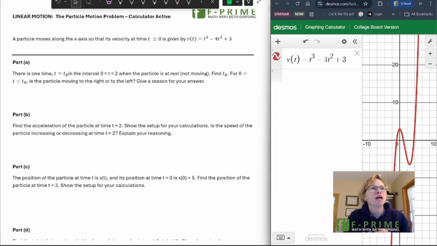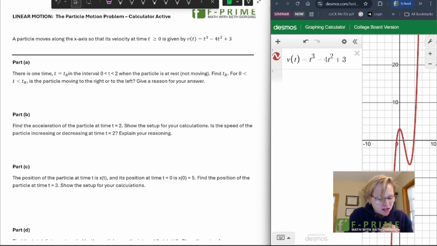So part A: there is one time t equals t sub r in the interval from 0 to 2 when the particle is at rest, in other words, not moving. Find t sub r. For t between 0 and t sub r, so we want to find t sub r, we want to find where the particle is at rest. And we want to know for the interval, it's a little weird, it's cut off, hard to read, so for that interval, is the particle moving right or left? Give a reason for your answer.